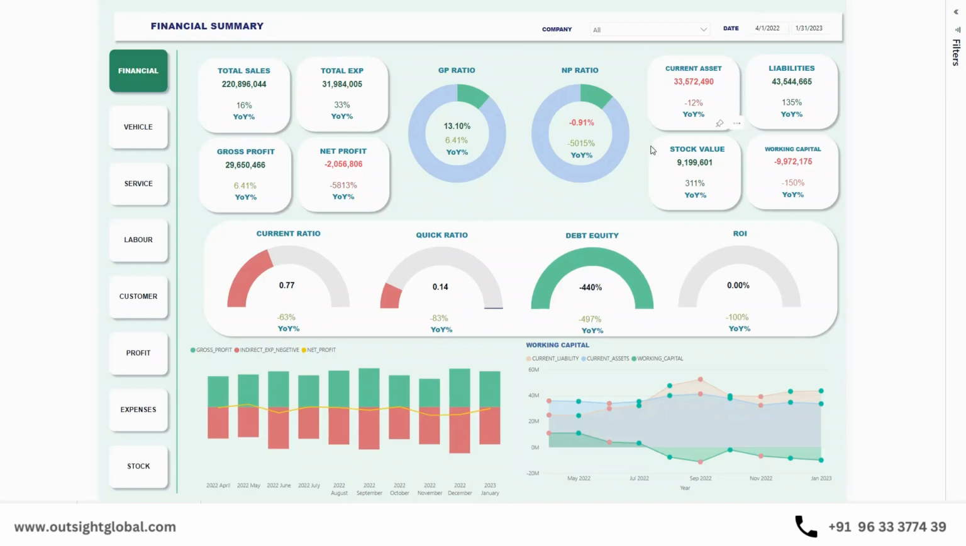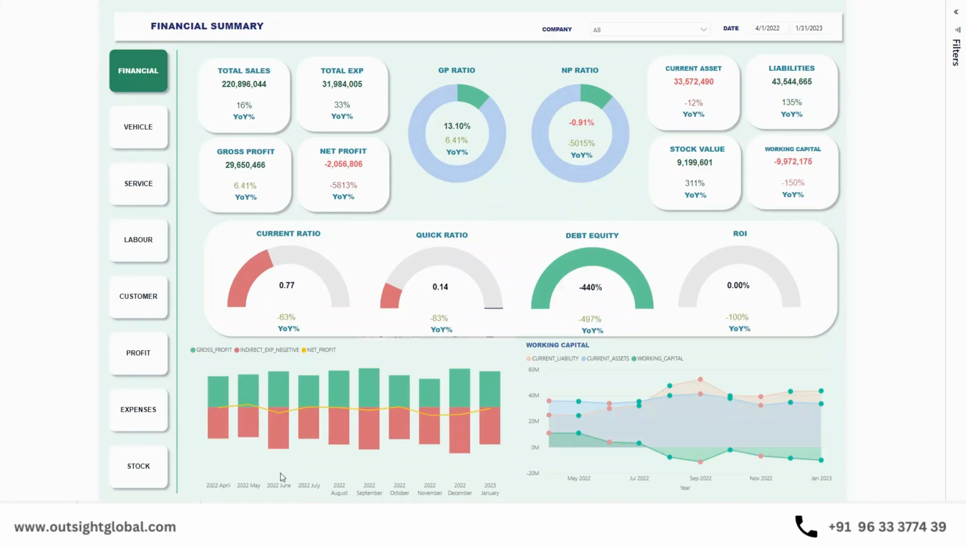Also given are current assets, liabilities, and working capital. From this overall view, decision makers can see whether the organization's health has increased or reduced. It is very important for an organization to take decisions for the coming years or to make some forecasts. Current ratio, quick ratio, and debt equity ratio have to be provided in real time also.